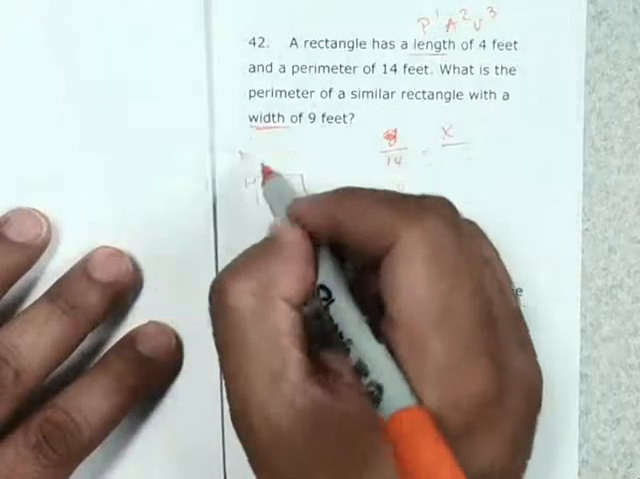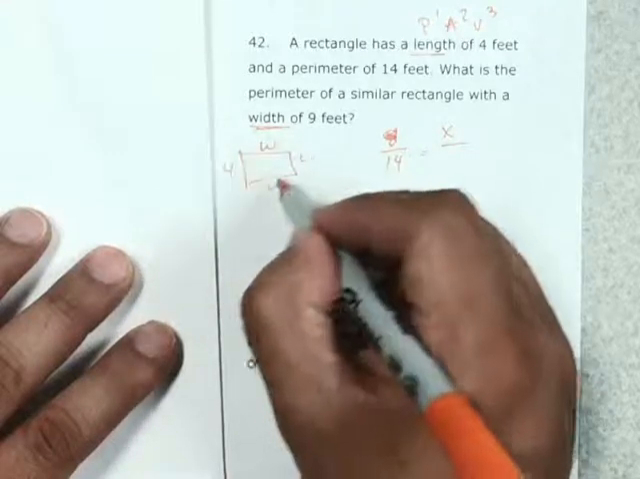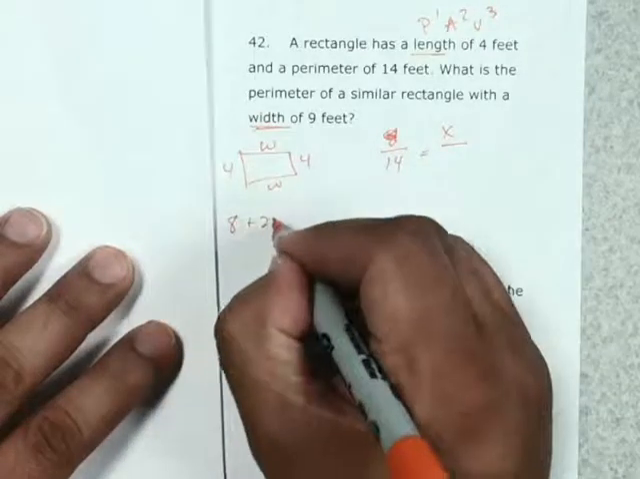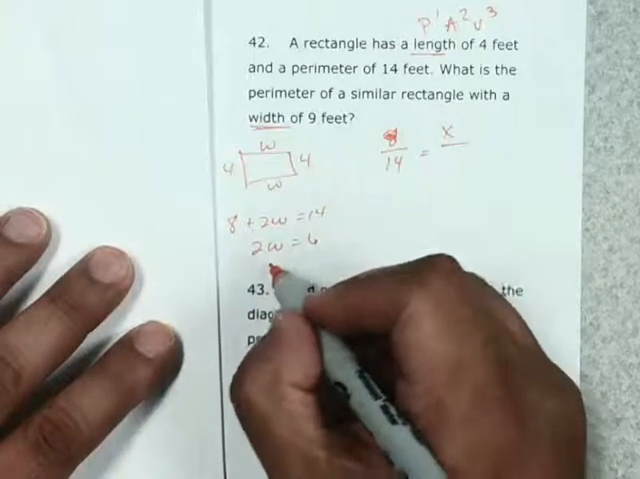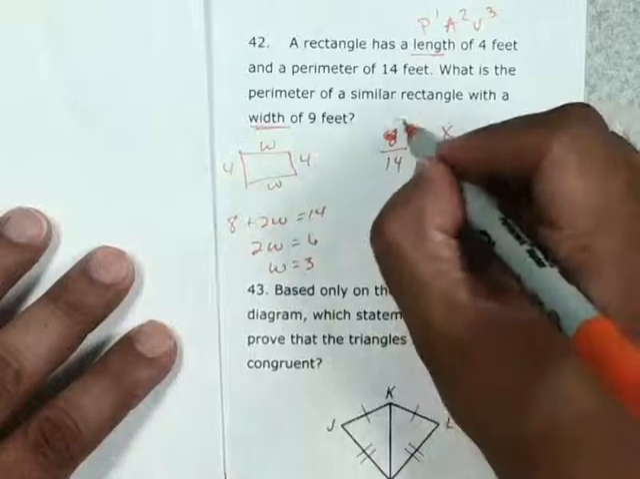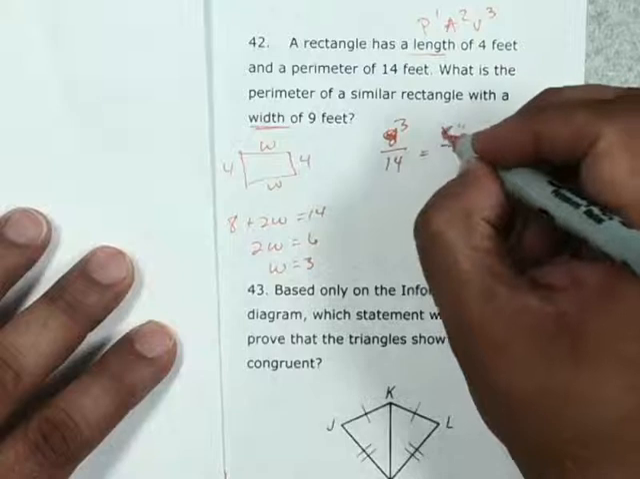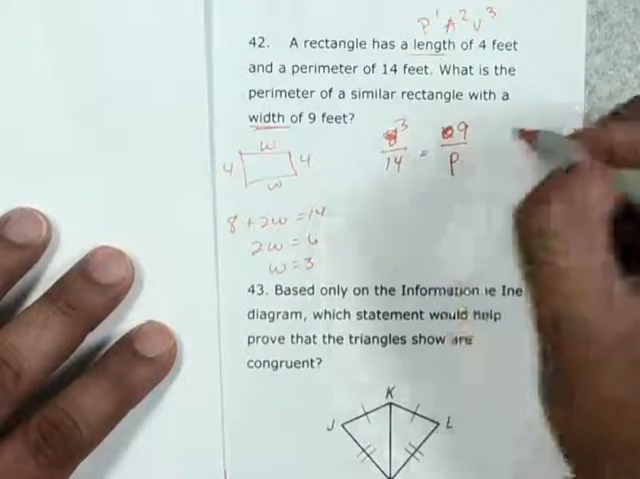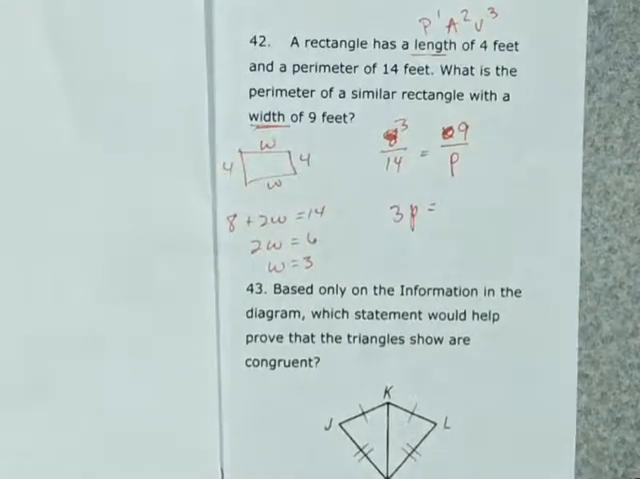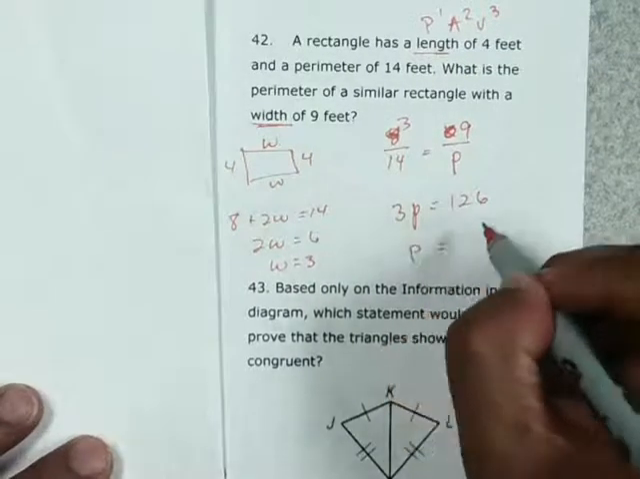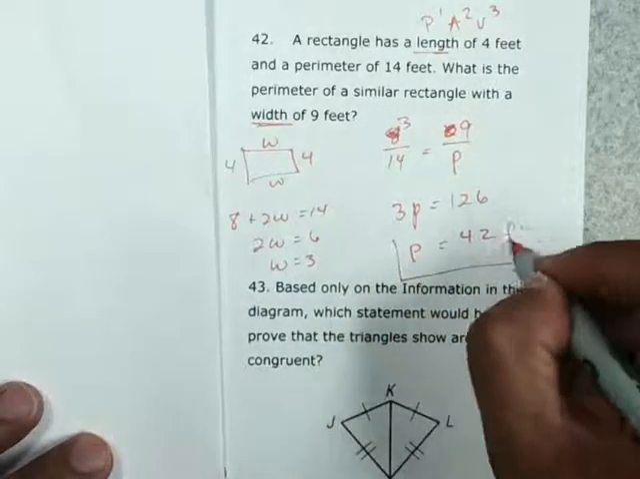So if I have a rectangle and this is 4 and 4, and I know that it has to add up to 14, so I have 8 plus 2w is equal to 14. If I subtract 8, that gives me 6. Divided by 2, I know my width is 3. So it needs to be 3 is to 14 as 9 is to P for perimeter. So 3P is equal to 14 times 9, which is 126. Divided by 3, we get 42. So it'd be 42 feet.